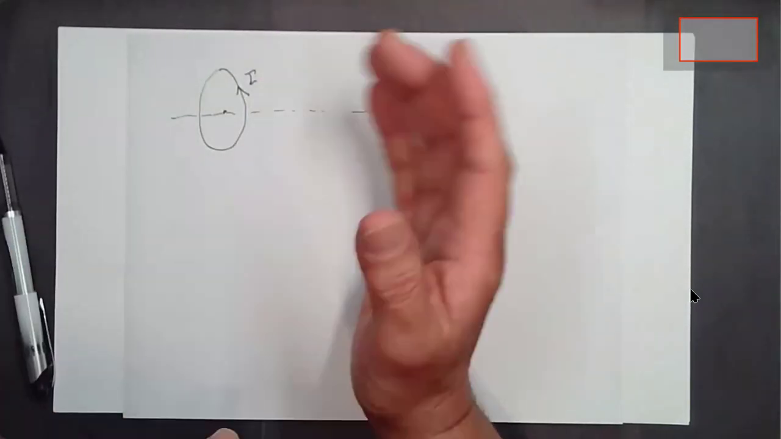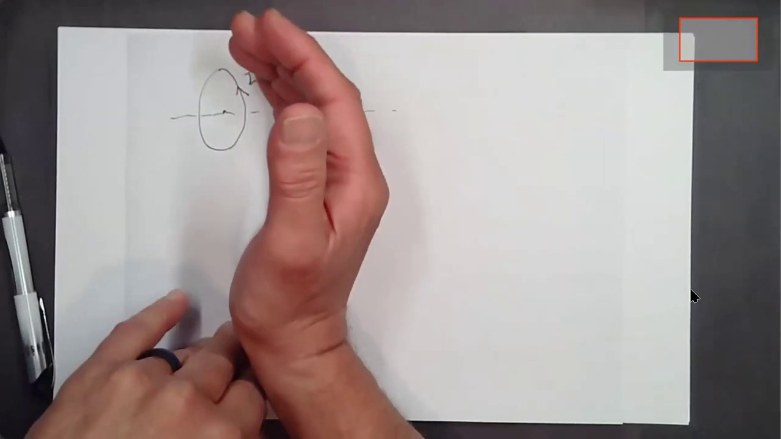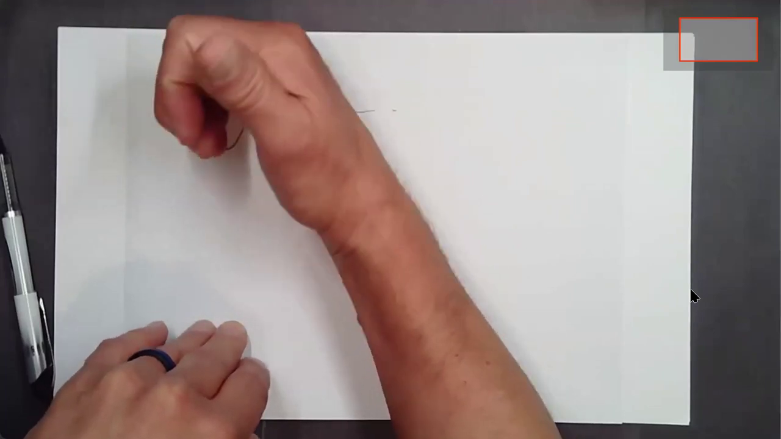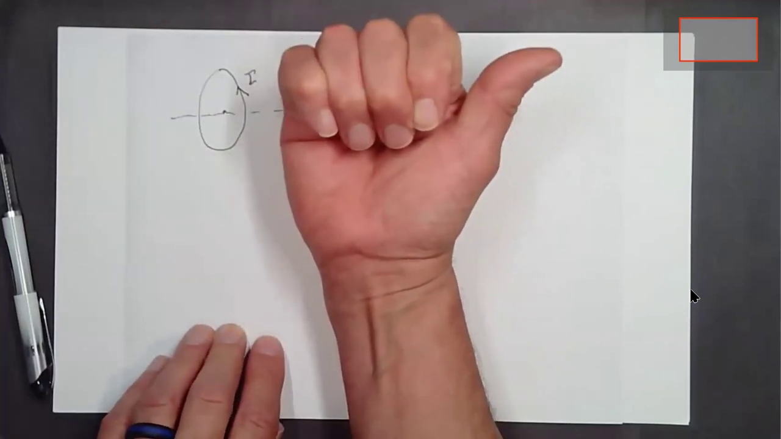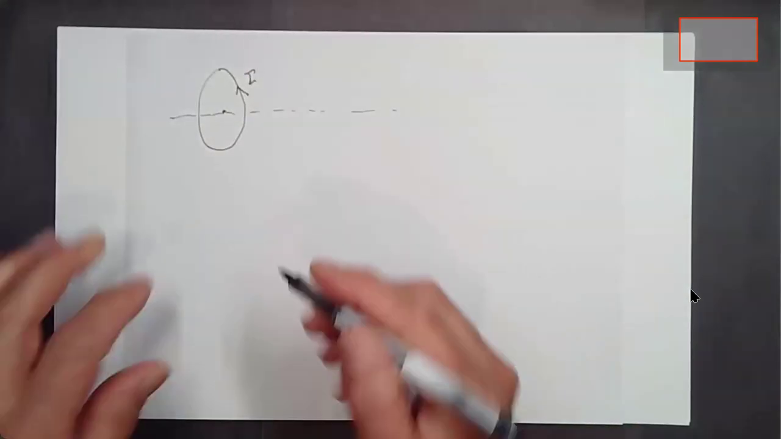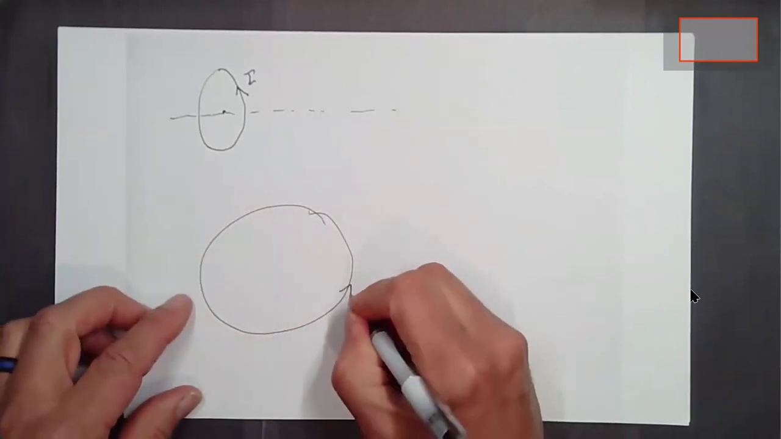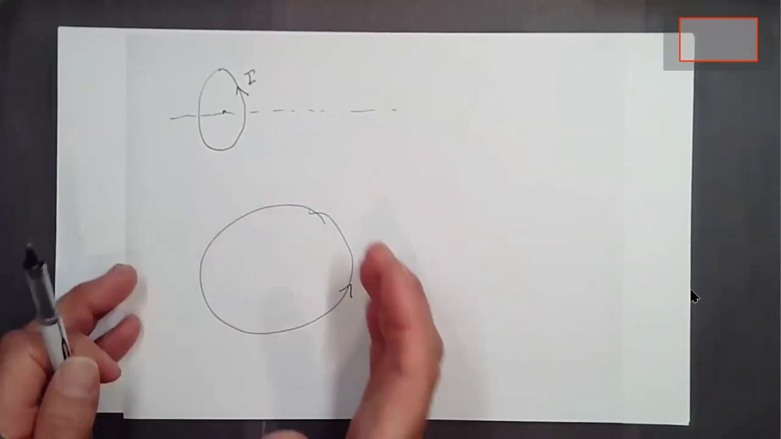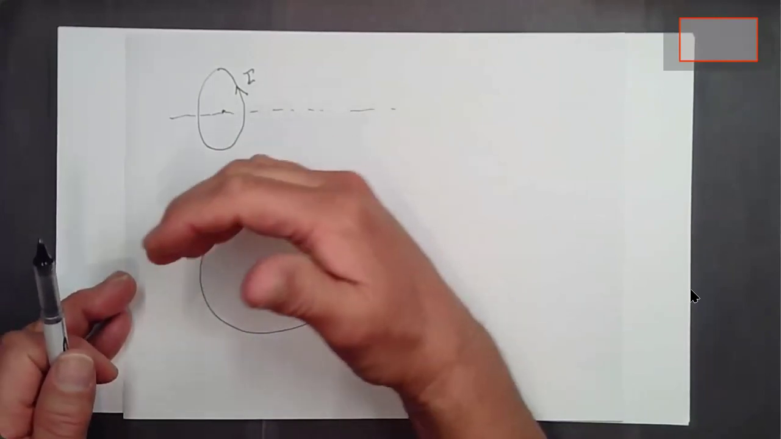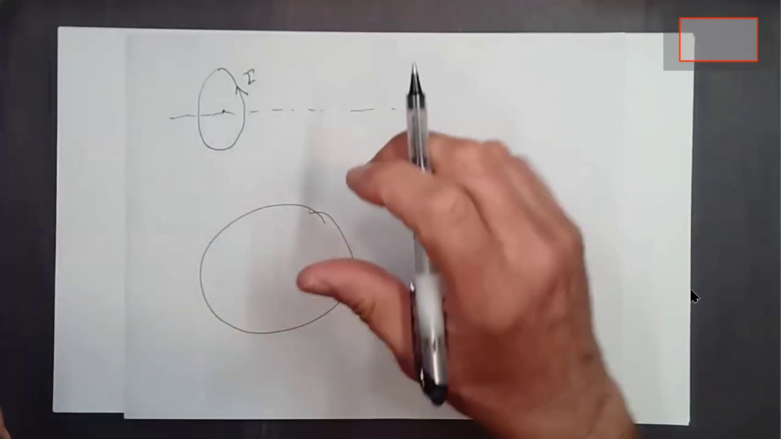It's another way that you use your right hand. If you curl your fingers in the direction that the current is flowing, your thumb will point in the direction that the magnetic field happens to be. Maybe it'll work better if we imagine the current is in this plane here. If I curl my fingers in that direction, the magnetic field on the axis of the loop is going to be in this direction.